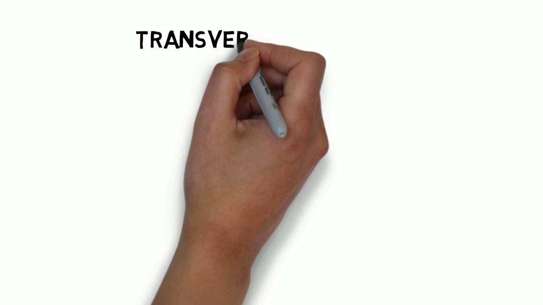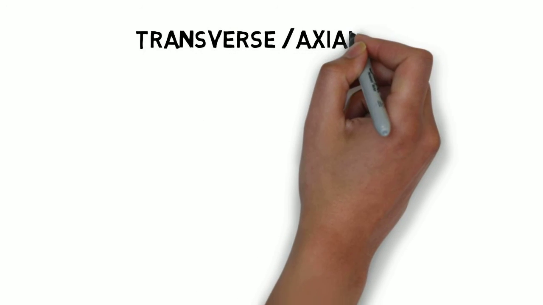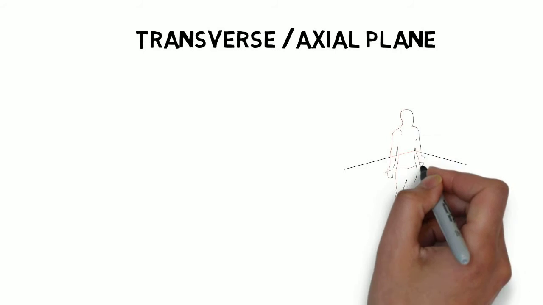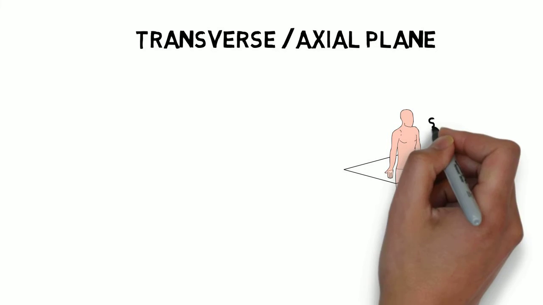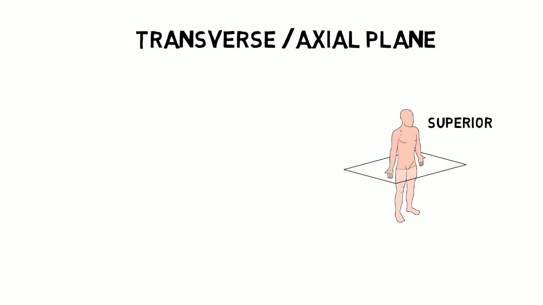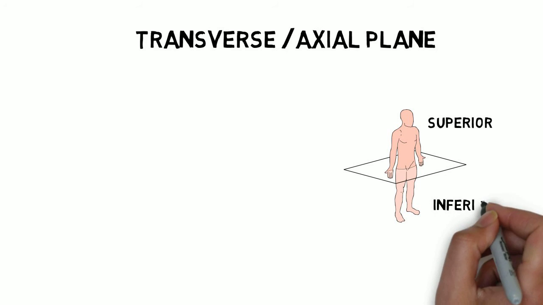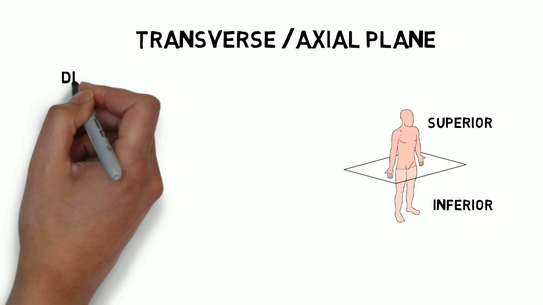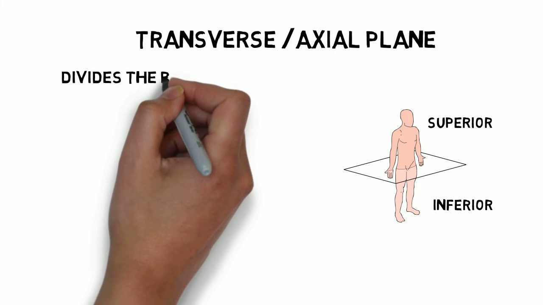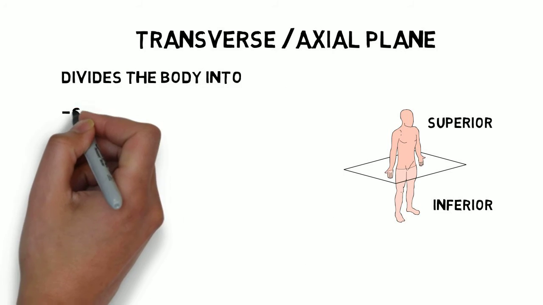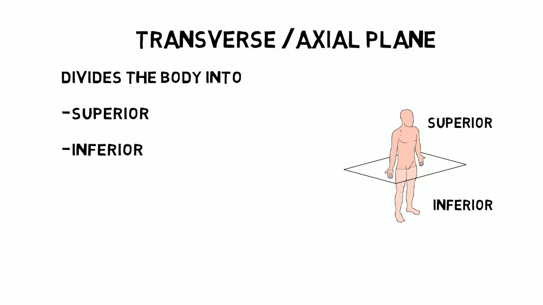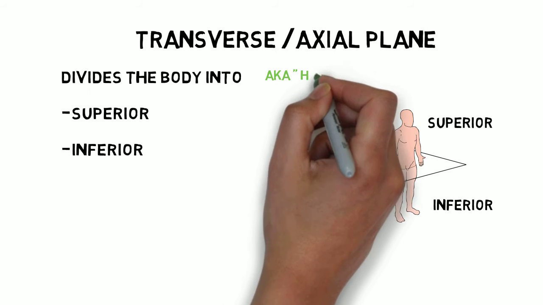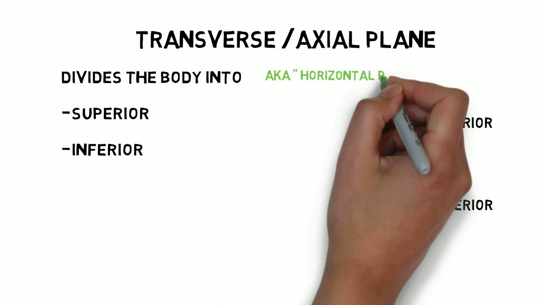Coming to the transverse plane, it is also known as the axial plane. This divides the body exactly into superior and the inferior portions. The superior is the top, that is the head portion, and the inferior is the lower one or caudal portion. Now the division of the body is into two parts, superior and the inferior. It is also known as the horizontal plane.